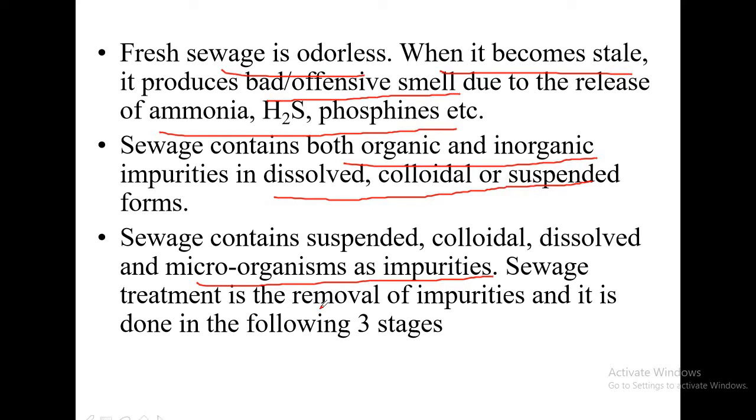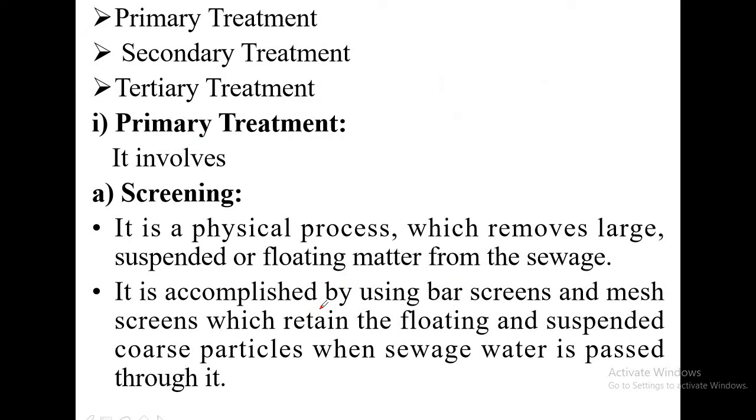Now sewage treatment is nothing but the removal of all the different types of impurities present in sewage, and it is done in three different stages, that is primary treatment, secondary treatment and tertiary treatment. Our aim is to convert the wastewater into water which is absolutely free from all impurities and fit for drinking purposes. In this class we will study only primary treatment. Secondary and tertiary treatment we can discuss in the next class.